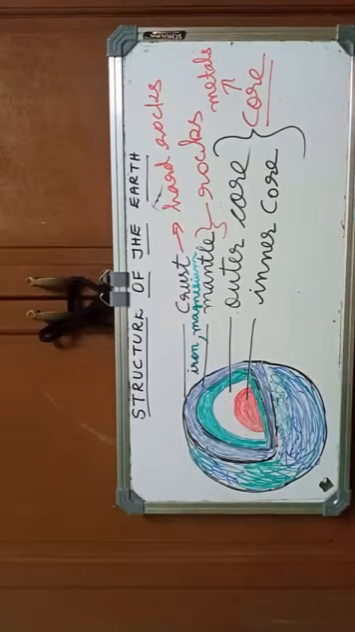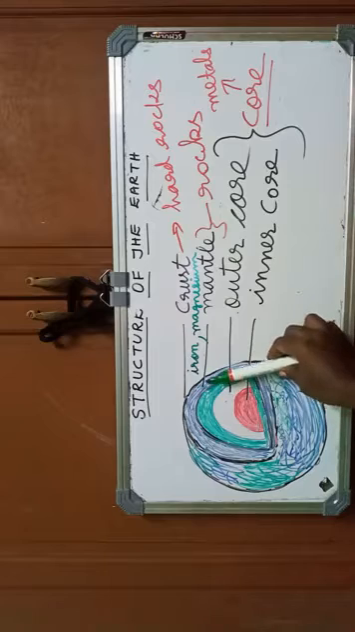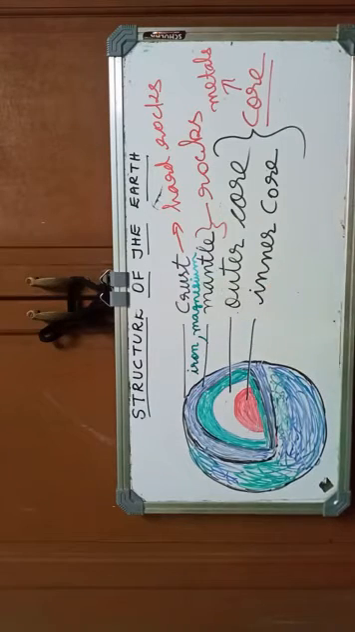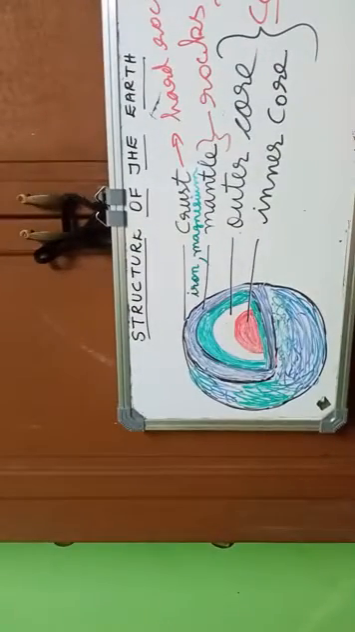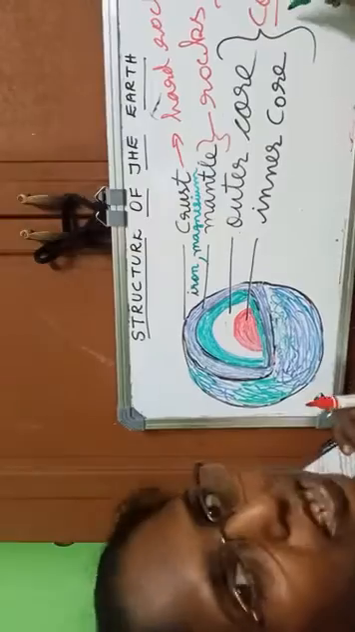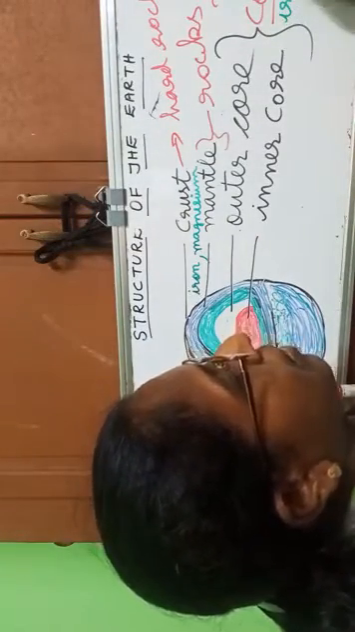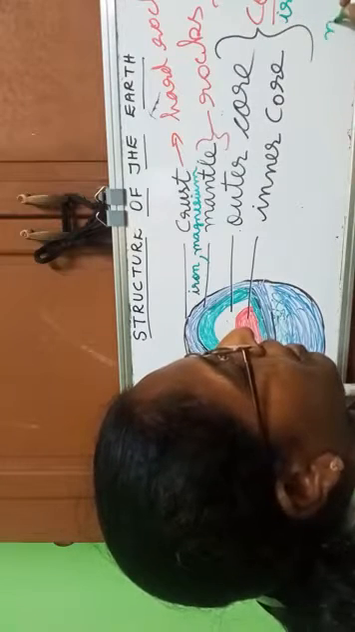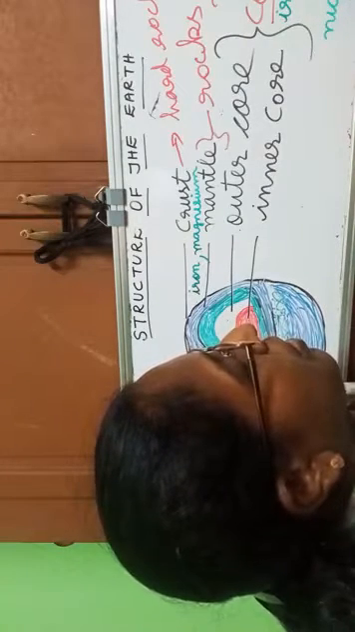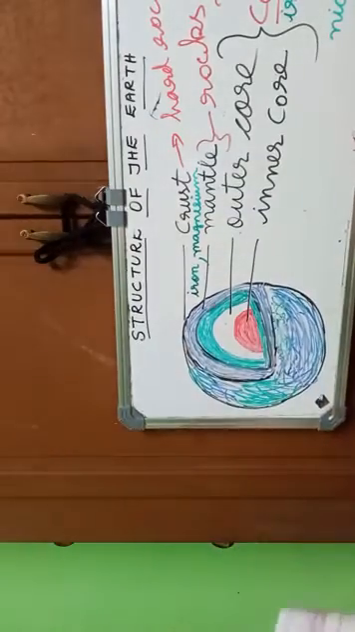Then the outer core is about 2300 kilometer thick. It is made of molten iron and nickel. So in the mantle we can see iron and magnesium, and in the core what can we see? In the core we can see iron and nickel. Iron and nickel, these are metals.